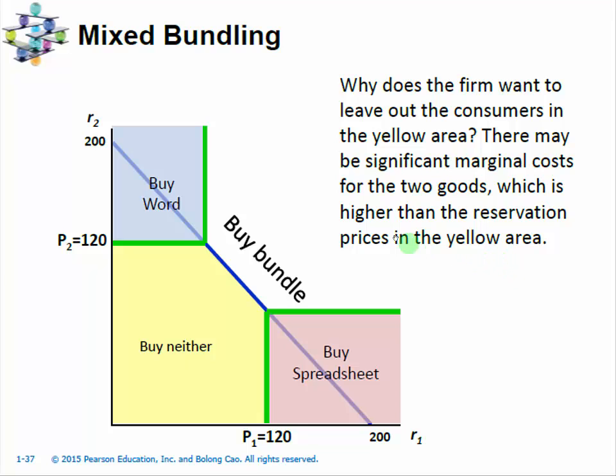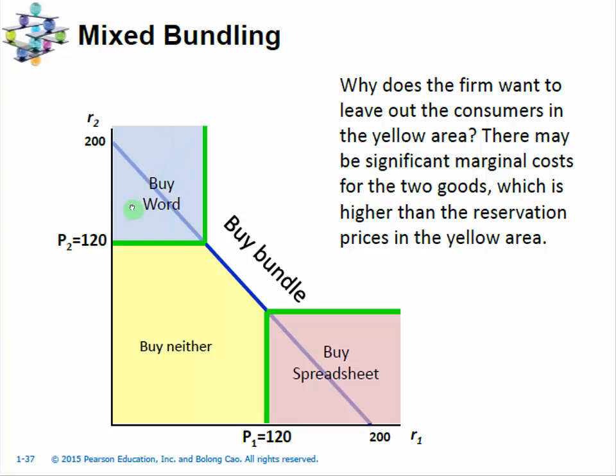This picture shows us what kind of consumer characteristics will purchase what product under mixed bundling. Here it's quite intuitive to see that buyers with a combined reservation price higher than the bundle price may purchase the bundle. Buyers with a combined reservation price lower than the bundle price will not purchase the bundle. Also, for the customers in the yellow region, their reservation price for each product is lower than the separate prices. Their combined reservation price is less than the bundle price, so they will purchase neither product nor the bundle.